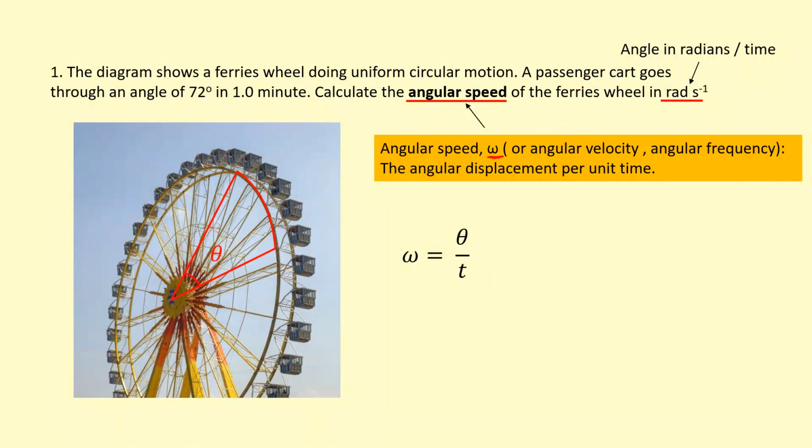So here's the equation for us. Angular speed here is angle in radians divided by time. So in this case, 70 degrees divided by 360 times 2 pi to turn into radians, divided by the time in seconds, so that's 60 seconds, and that gives us the angular speed of 0.021 radians per second. So it's turning through 0.021 radians every second.